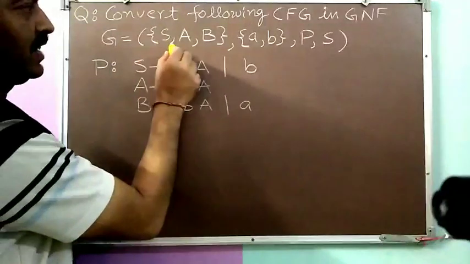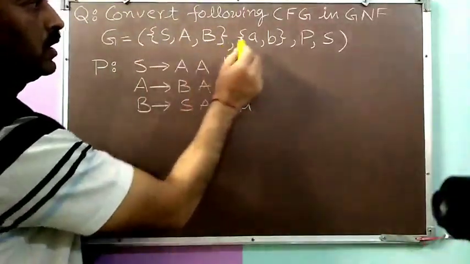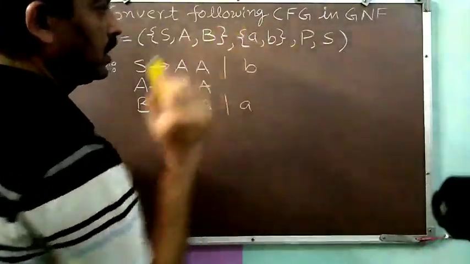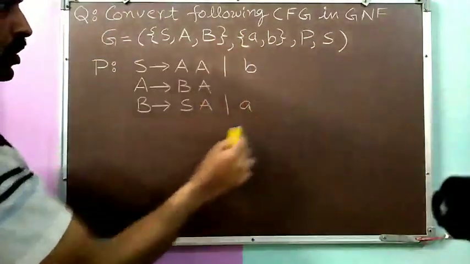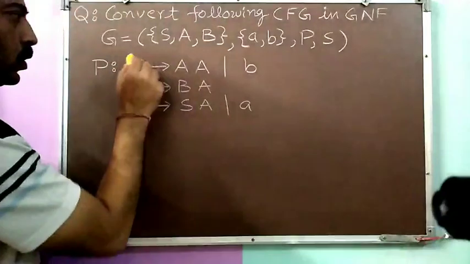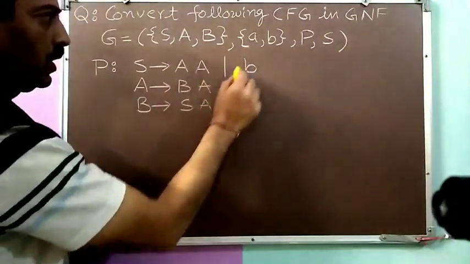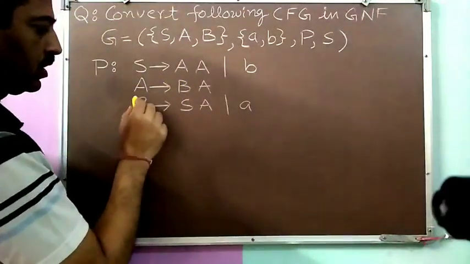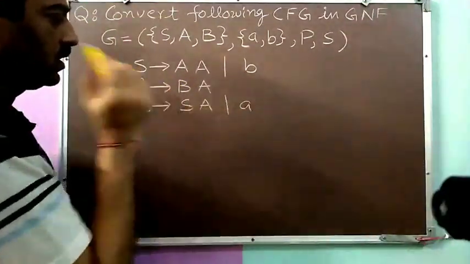G is given as ({S, A, B}, {a, b}, P, S), so these are three variables and the terminals are small a, small b, with the set of productions P and the start symbol S. The set of productions P is given like this: S to AA | b, A to BA is another A production, B to SA | a is the B production.